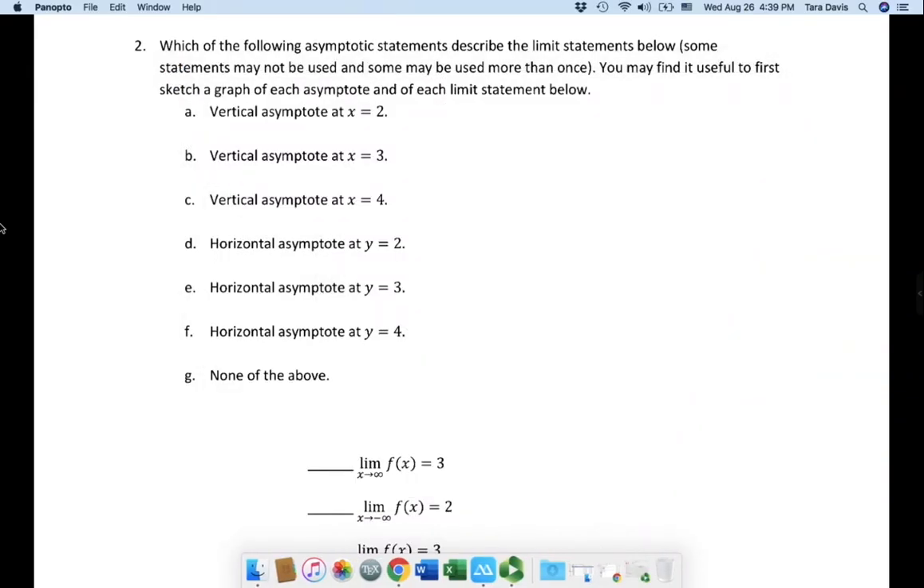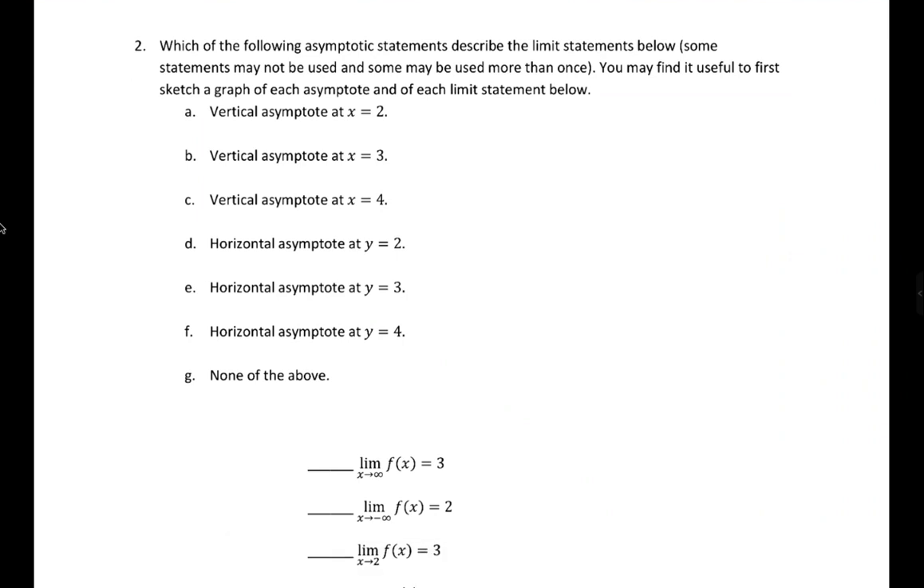Okay, this is the second video about investigation 2. So we're continuing to think about limit statements, and in particular, we're going to use them to define vertical and horizontal asymptotes in a more precise way than in pre-calculus. For problem 2, the question asks, which of the following asymptotic statements describe the limit statements below? Note that some statements may not be used, and some may be used more than once. You may find it useful to first sketch a graph of each asymptote and of each limit statement below.